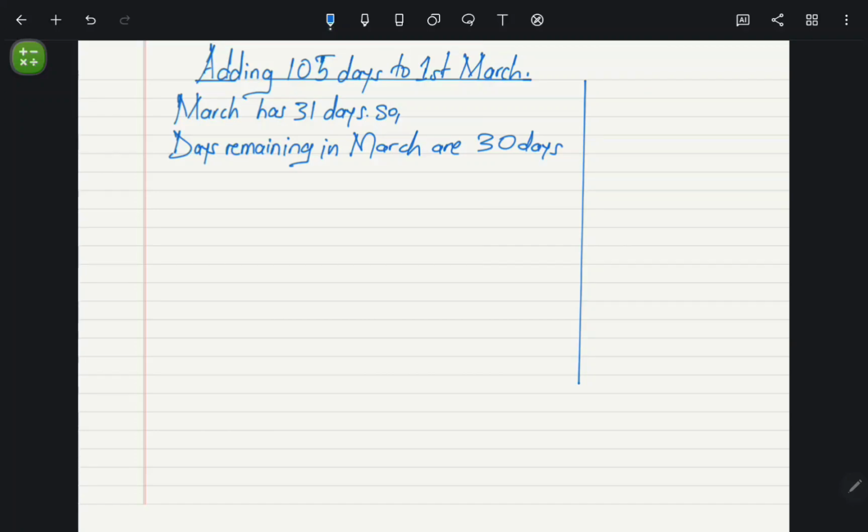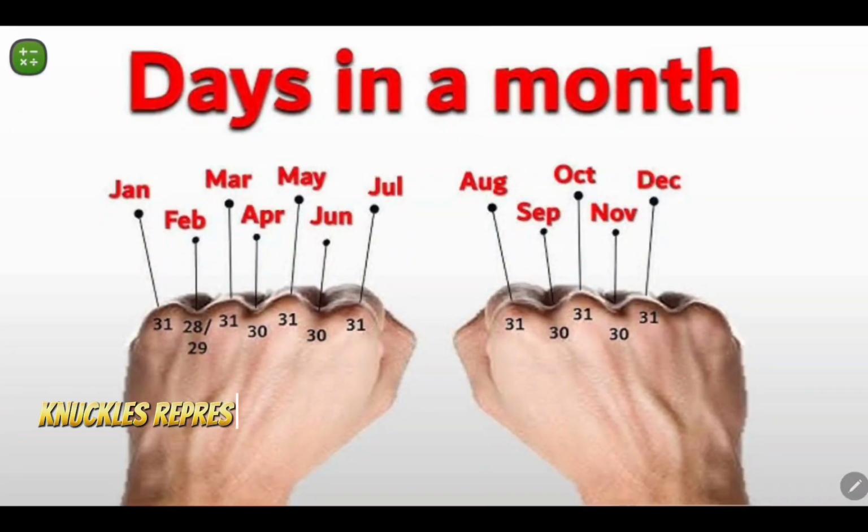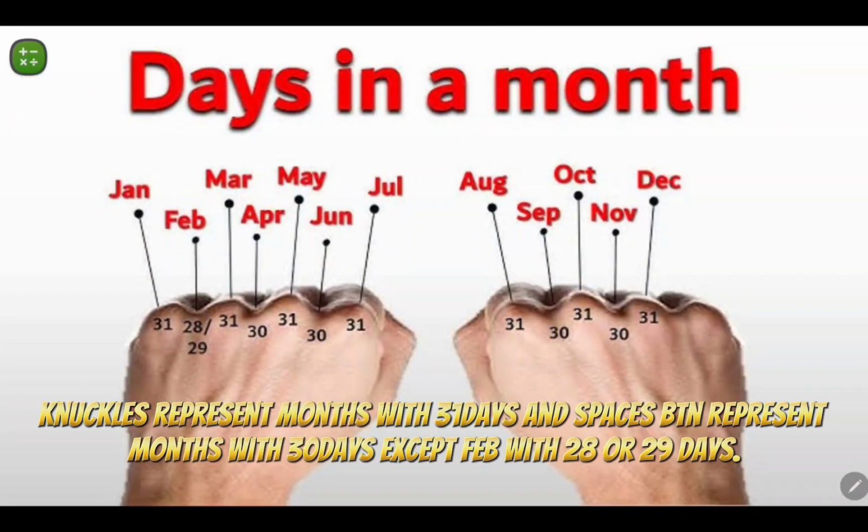In order for you to do this number, you have to be able to identify how many days are found in each of the months that are going to follow March. For those of you that don't know how to identify the number of days in a month, there is a simple method of using knuckles. Let me show it to you here, whereby the knuckles represent the days of the month that have 31 days. Meanwhile, the spaces between the knuckles represent the months that have 30 days, apart from February, that obviously has 28 days and 29 days, depending on the type of year.